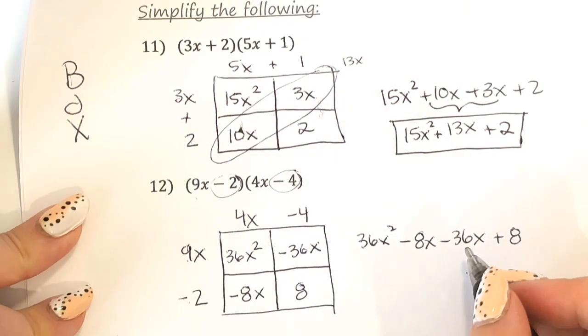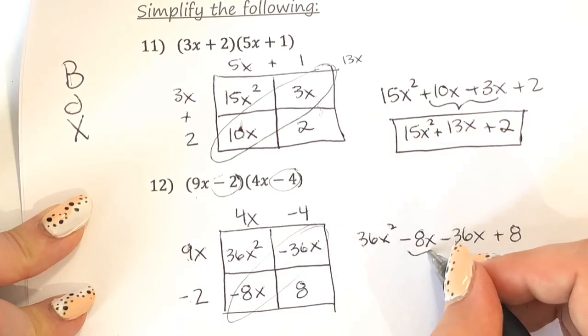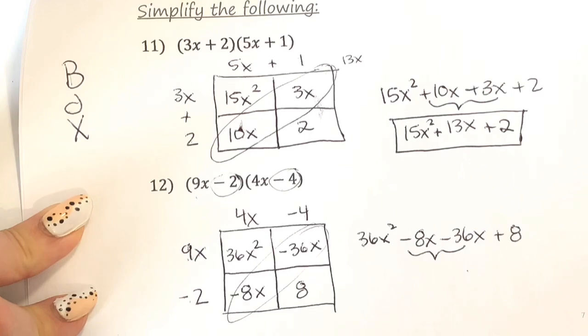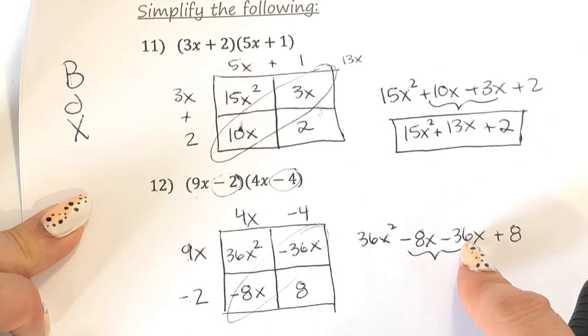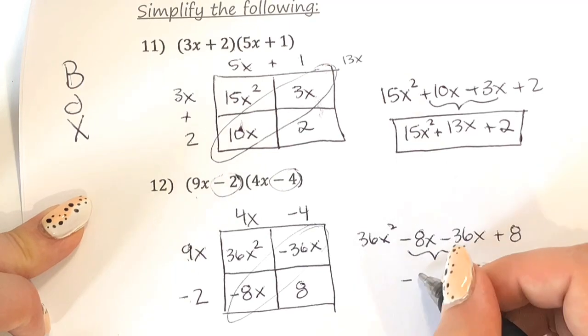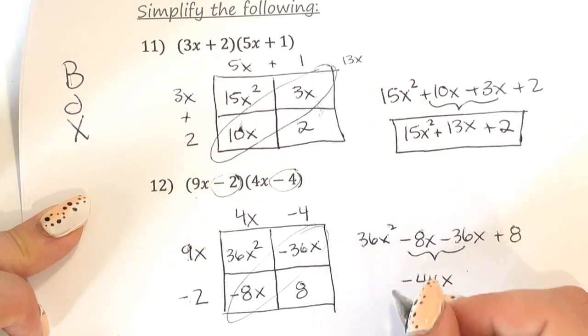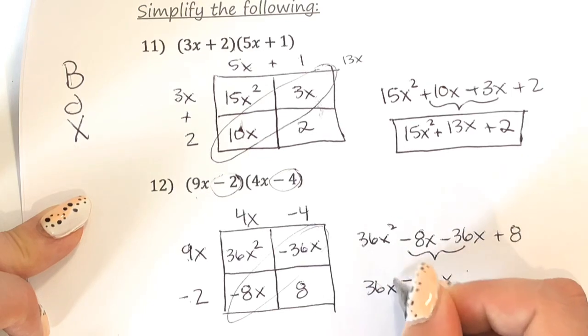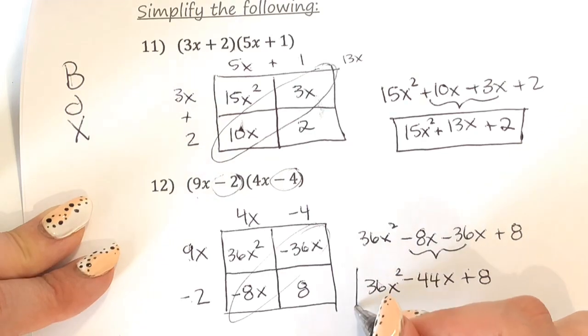So again, we do have those like terms, and they are on the diagonal again. These are both just x's, so we can combine them. If I have negative 8 minus 36, that's going to be a negative 44x. And then we'll just keep the 36x squared in the front and the plus 8 in the back. And that's your answer.